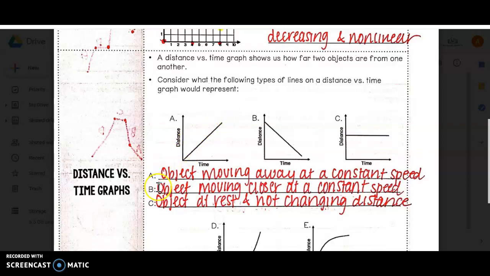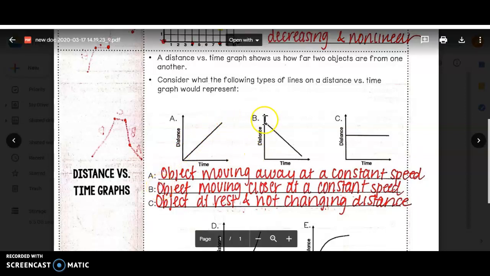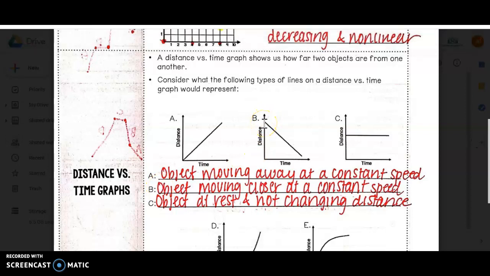Okay? Now B. Here, the distance is really high, so let's pretend like, I don't know, we're standing at a stop sign, or this is our distance away from a stop sign. Okay, so this could be like we're 20 feet from the stop sign, and then we're 15 feet, and then we're 10 feet, and then we're 5 feet, and then we're 0 feet. Okay, because the distance is decreasing as the time goes on. So we're actually moving closer to an object at a constant speed because it's a straight line.